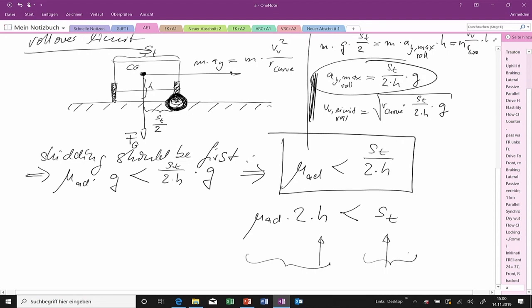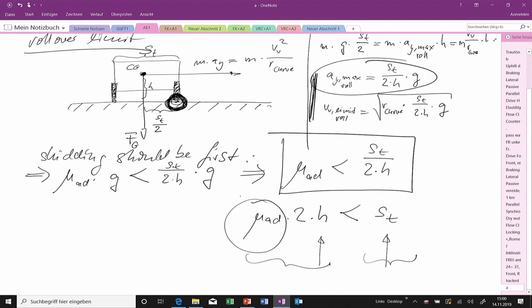And this is, for example, done with race cars. They are very wide and they have a very low center of gravity. And this allows the racing cars to avoid rollover, even in a situation that the mu on racing tracks is pretty high.